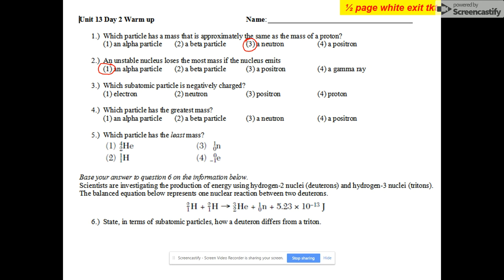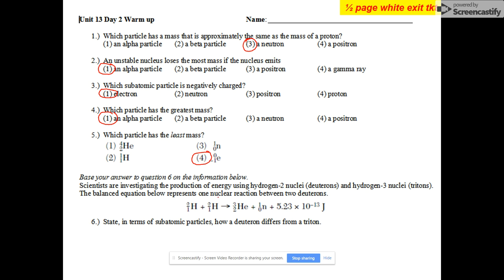Which subatomic particle is negatively charged? Well, you know an electron has a negative charge. A neutron is neutral. Positrons are anti-electrons. They have a positive charge. Protons have a positive charge. Which particle has the greatest mass? Hey, that's a repeat of number 2. An alpha particle has the greatest mass. Which particle has the least mass? Well, that is a mass of 4. This hydrogen particle, or maybe this is a proton, has a mass of 1. Neutron has a mass of 1. Hey, this electron has a mass of 0.